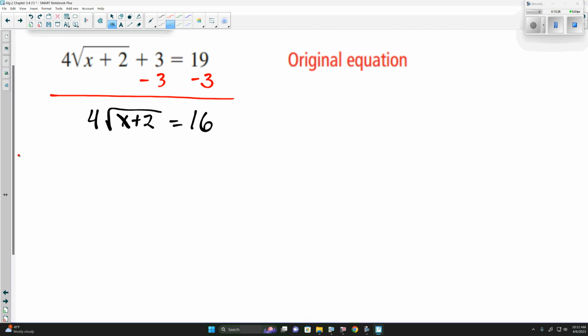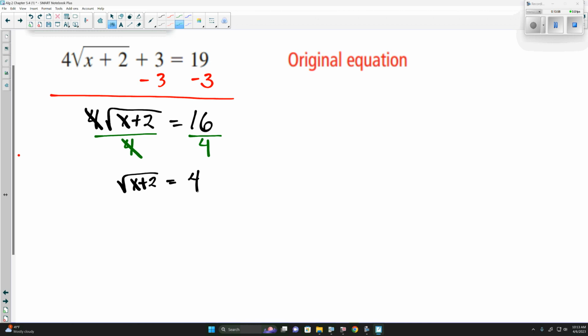Is the radical by itself? No, because what's with it? 4. So we can do what to both sides? Divide both sides by 4. Because our 4 and our square root would be multiplied. So to undo multiplication, we would divide, leaving us with the square root of x plus 2 is equal to 4. Now is the radical by itself?